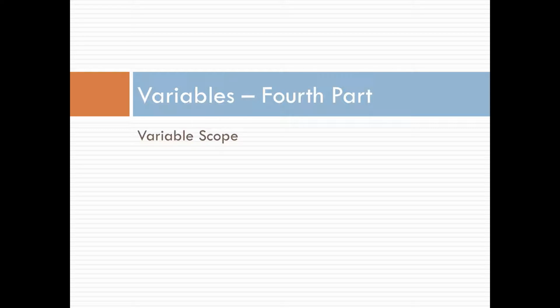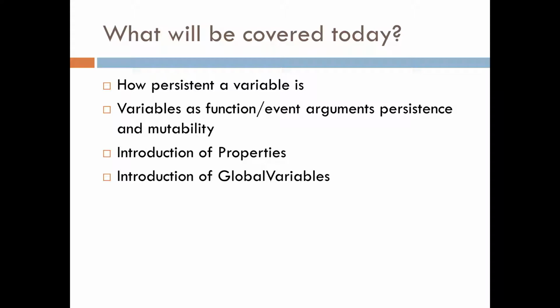In this episode, it's variables, the fourth part, and this is going to be the final part, and we're going to go over variable scope in some detail. So what will be covered today: how persistent a variable is, variables as a function or event parameter or argument, whichever way you've heard it, or will hear it in the future, because we haven't covered functions in this tutorial series, but we need to cover it for the topic of variable scope and see what their persistence is and how you can change it.